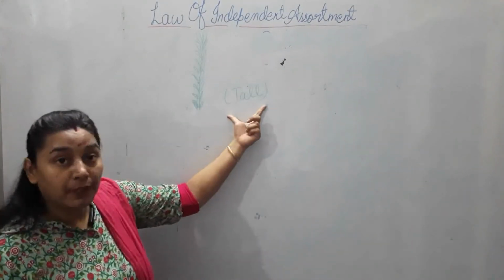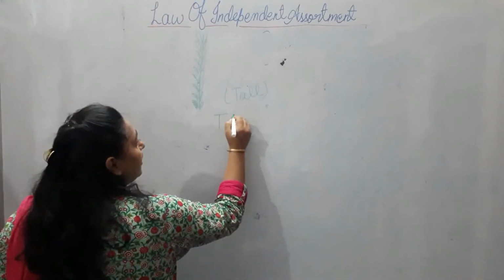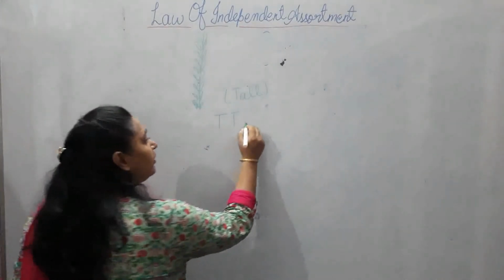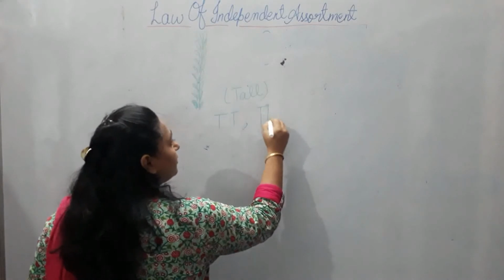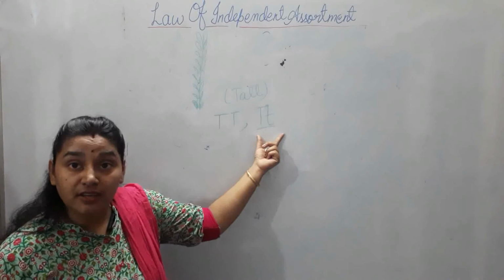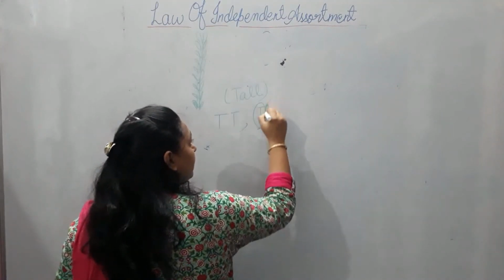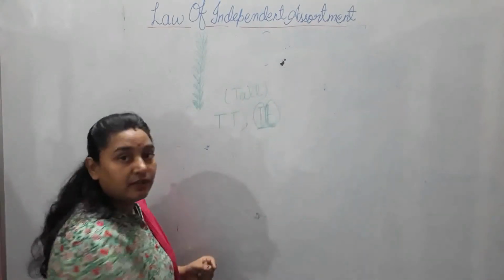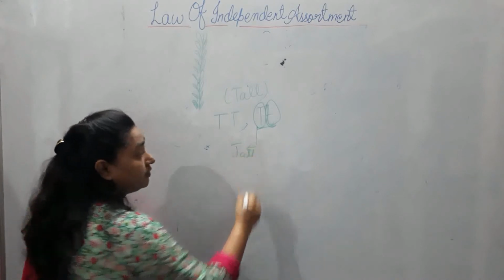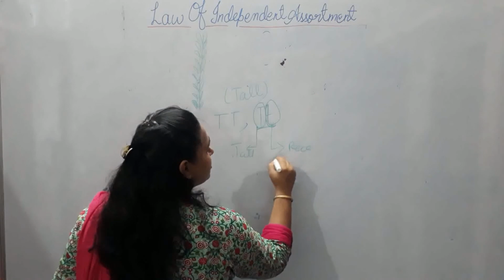But for a tall pea plant, there are two cases which can be. Either this can be pure tall, or it can be like this also. This is homozygous and this is heterozygous, right? So in this case, there are two different alleles, right? One which is showing tall nature, the dominating one, and the other one is recessive, which is dwarf.